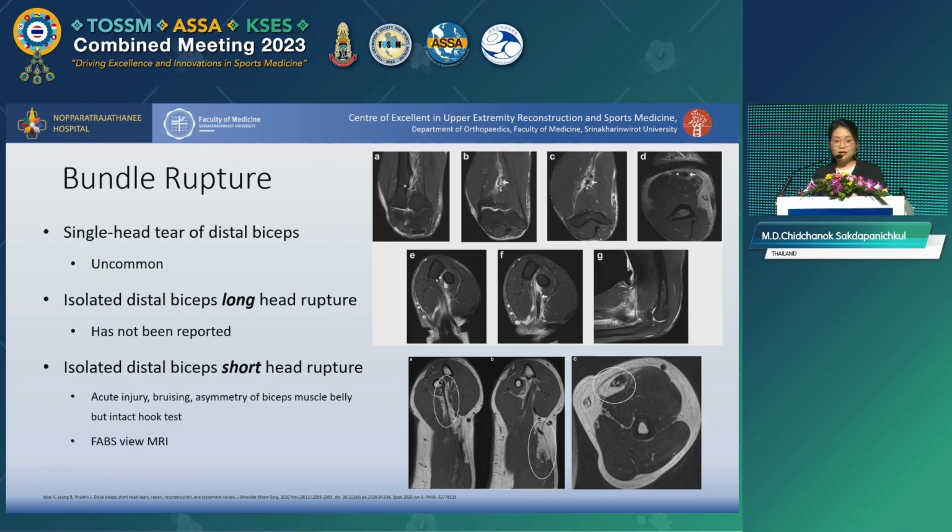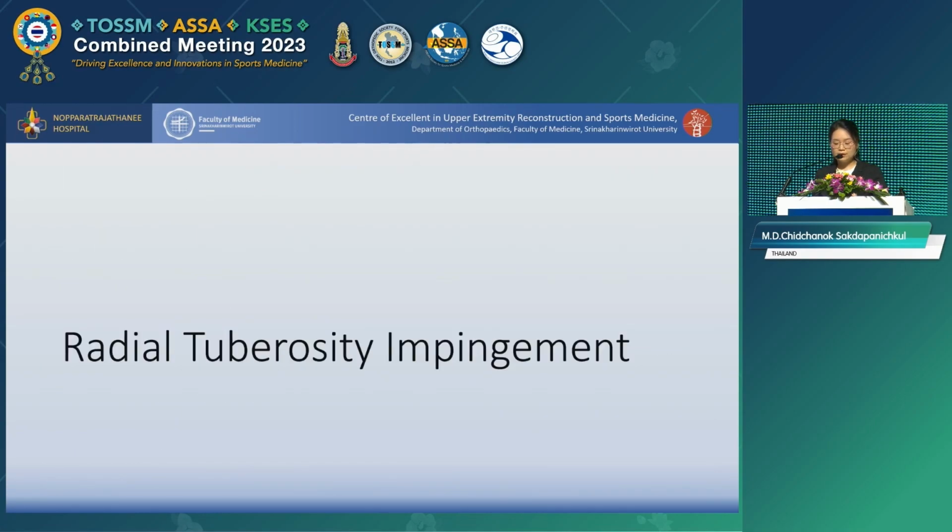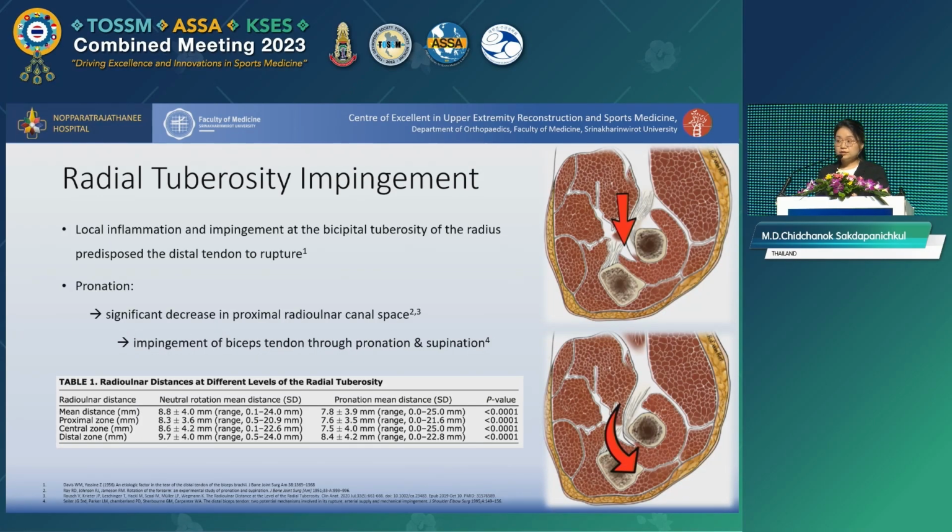This is uncommon. If it happens, you might see an asymmetry of the biceps muscle belly, and it can be evaluated by FABS view MRI. Radial tuberosity impingement. There is still a lack of evidence on diagnosing and describing these symptoms.